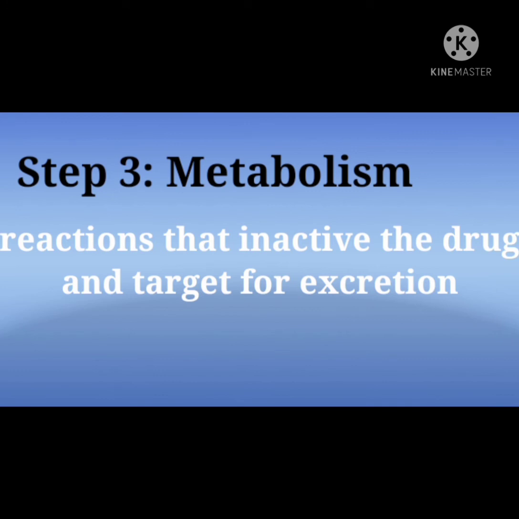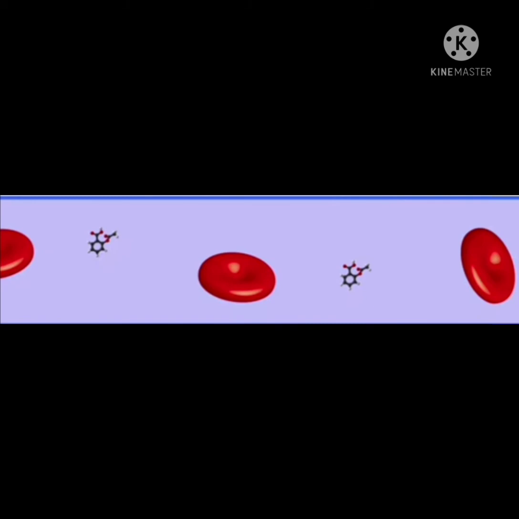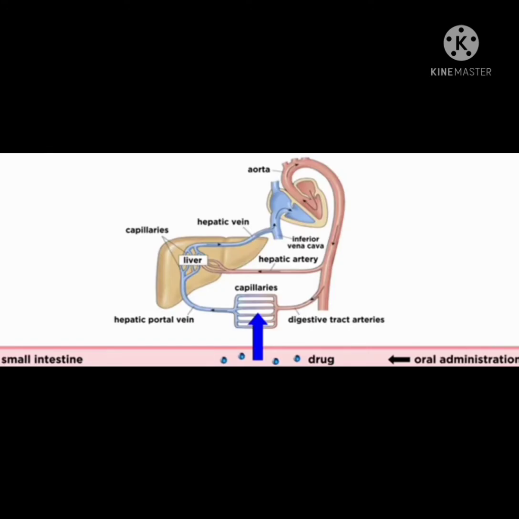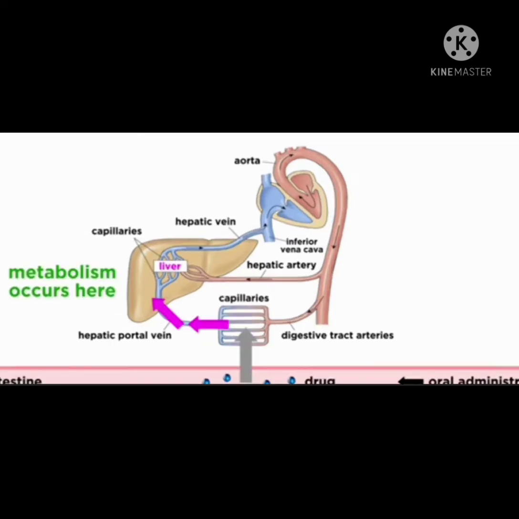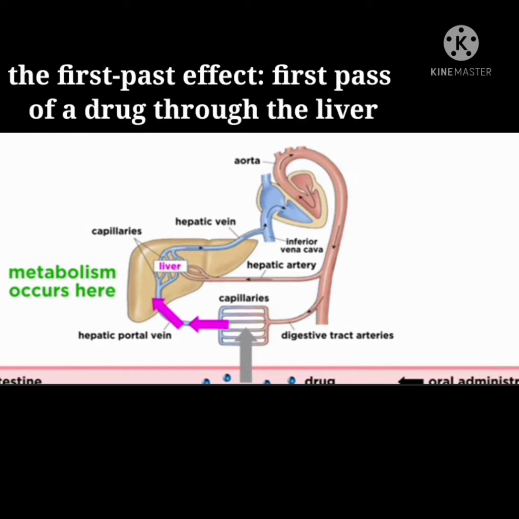After distribution, there is metabolism. This describes any chemical reactions that inactivate the drug and target it for excretion. If a drug is traveling through the bloodstream, it is highly likely to be metabolized to some degree. For example, if a drug is taken orally, it will be absorbed through the intestinal wall, and for this reason, the part of the circulatory system it enters is a collection of blood vessels called the hepatic portal system. These carry blood directly to the liver, and the drug will be metabolized there. This is called the first pass effect.